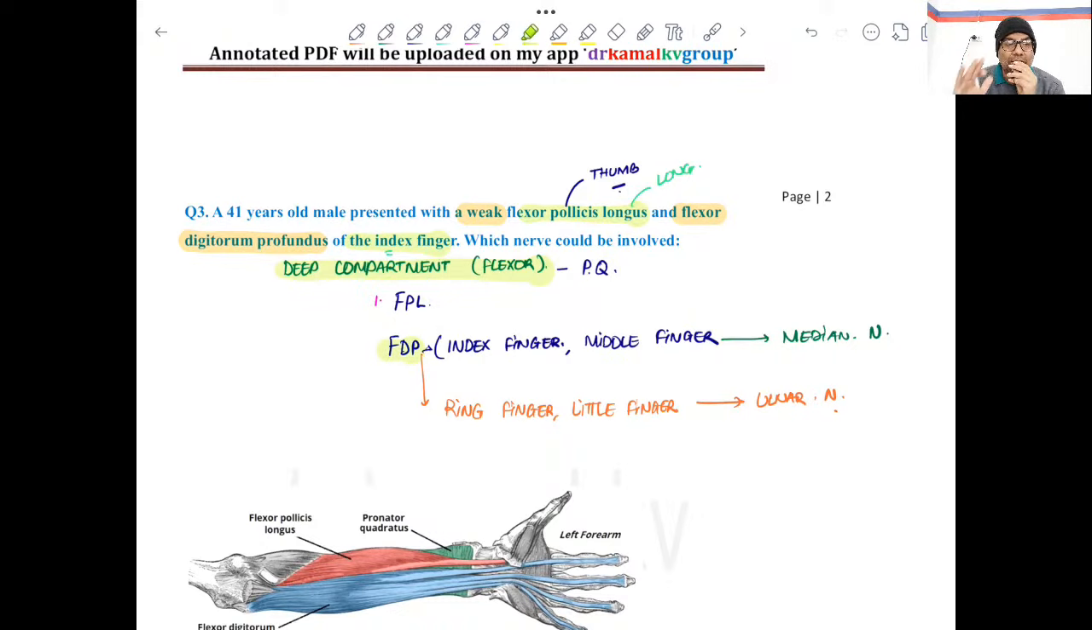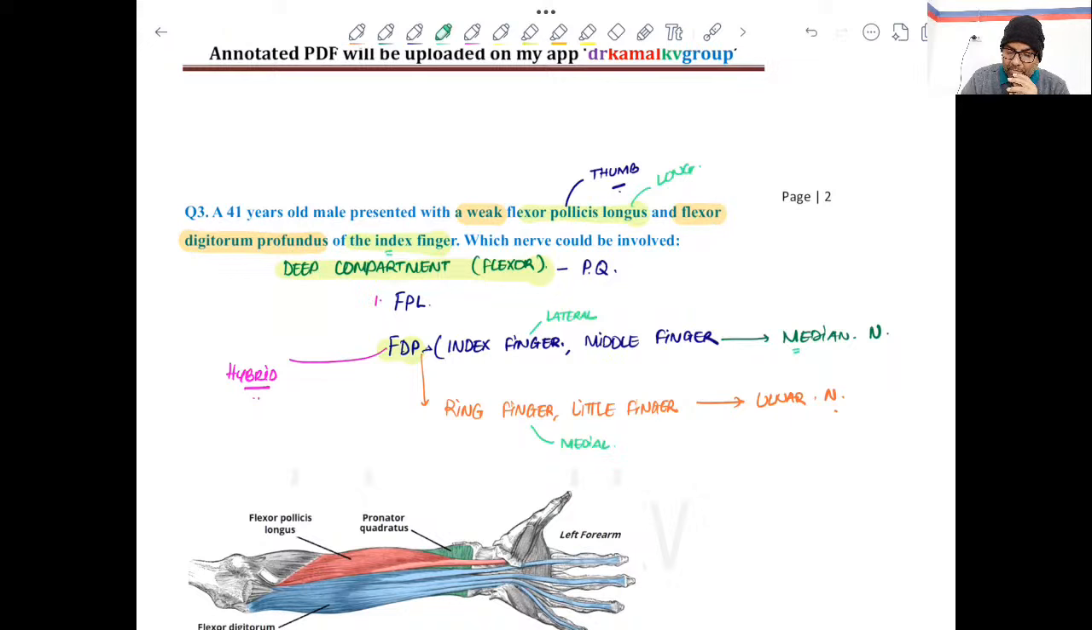FDP is an example of, very good, Dr. SK. FDP an example of hybrid muscle. It is hybrid muscle, means the muscle is one but it has dual nerve supply. So here you can see the lateral part is supplied by median nerve and the medial part is supplied by ulnar nerve.